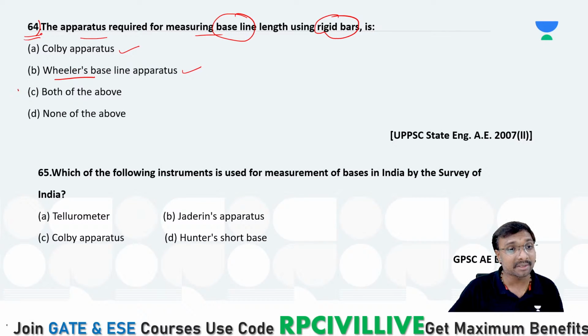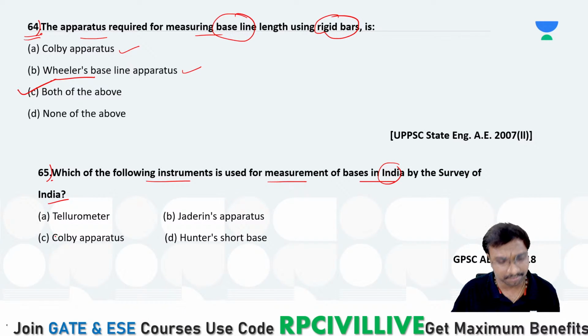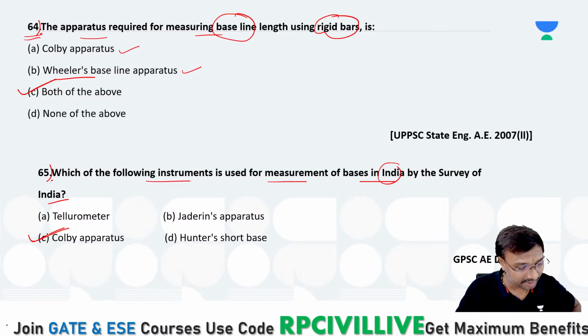Right, which one is the correct answer? Both of the above is the correct answer, right? Those are the names of the instruments we are using for measuring which one? Baseline, right? Now, which of the following instrument is used for measuring of baseline in India by Survey of India? In India, which method we are using mostly? In India, this Colby apparatus we are using, right?